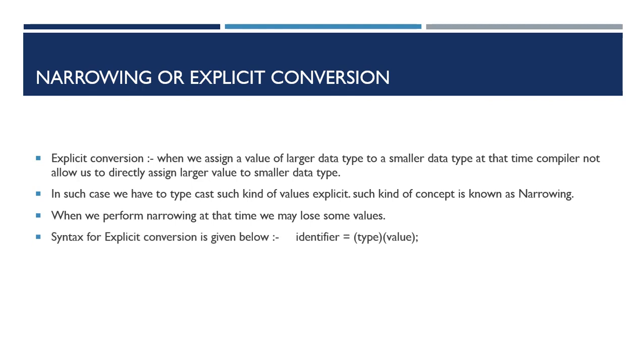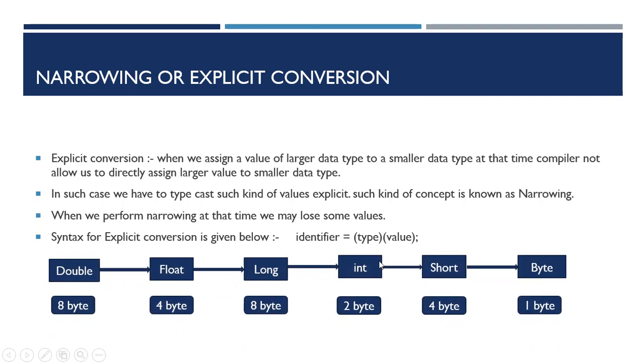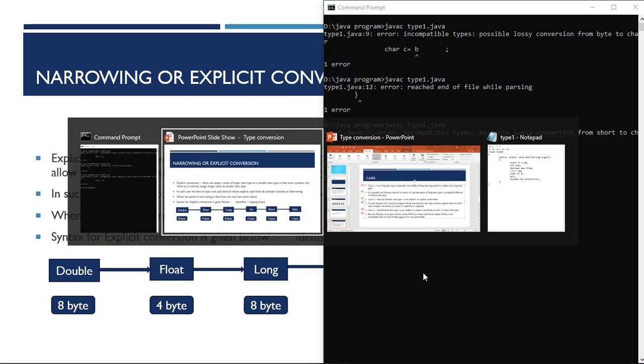So what is the way in which we can convert our data? We write the type in parentheses, meaning the type in which I want to convert, and then the value. These are the possible conversions: we can convert any double to float, any float to long, any long to integer, any integer to short, and short to byte. Here char and boolean are not applicable, as we discussed. Okay, so let's see an example of how it works properly.